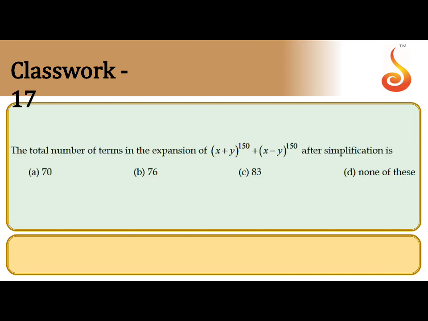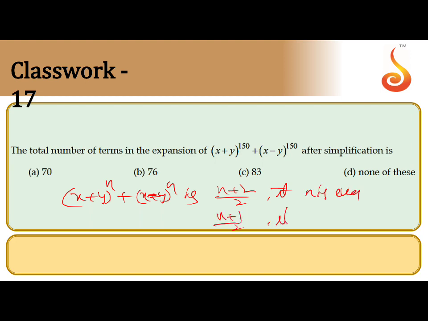So next question. The total number of terms in the expansion of x plus y whole power 50 plus x minus y whole power 150 after simplification. So there is a formula. The number of terms in the expansion of x plus y whole power n plus x minus y whole power n is n plus 2 by 2 if n is even, and n plus 1 by 2 if n is odd. This is the formula here.